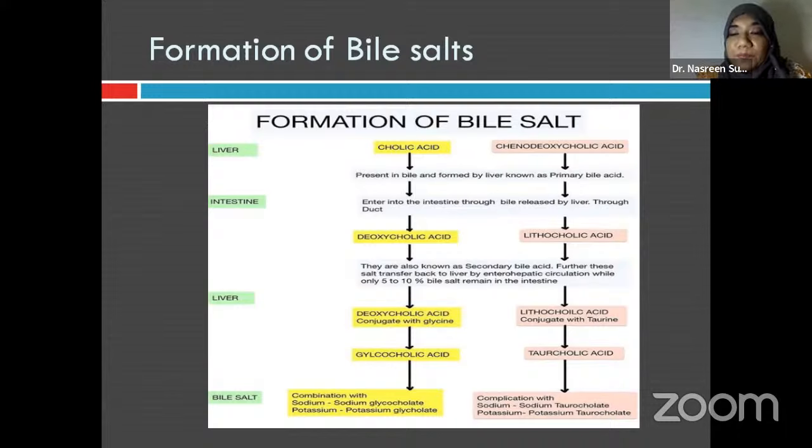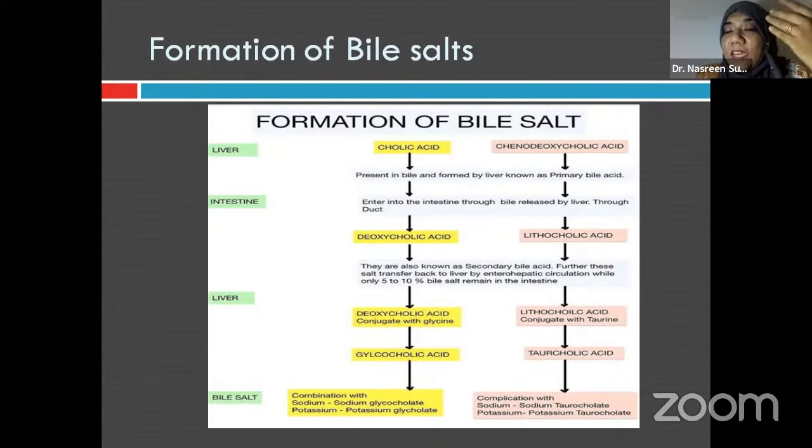Okay, now when this deoxycholic acid conjugates with glycine, it is called glycocholic acid. And when lithocholic acid is combining with taurine, then it is called taurocholic acid. Okay, taurocholic acid. Now, when this glycocholic acid is combining with sodium or potassium, you will get sodium glycocholate or potassium glycocholate.